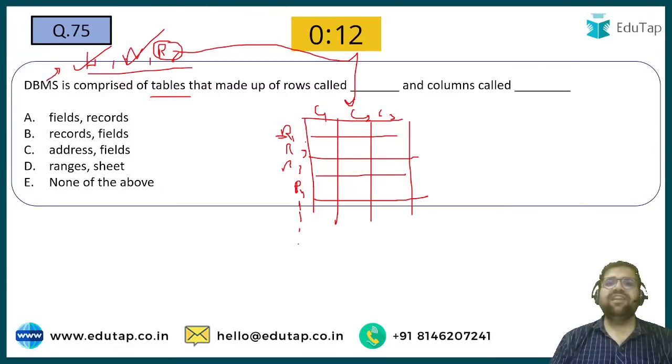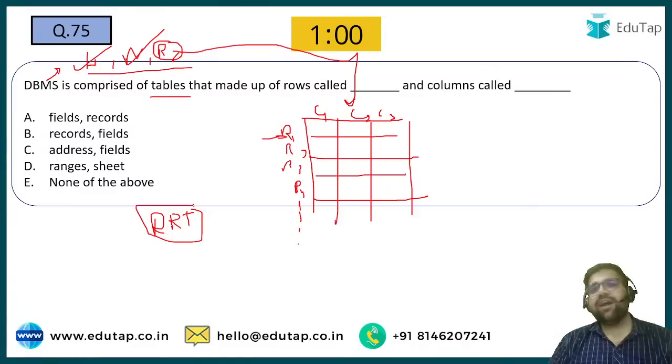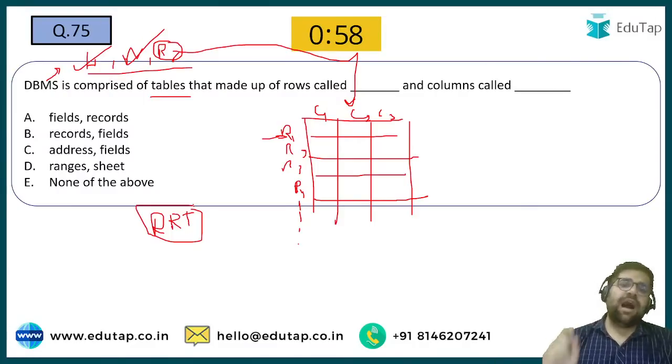Simple. Mind you, my friends, for rows you have to remember the other names. They are also called records. Another name of a record is tuple. So this is the acronym you have to remember: RRT. Rows stand for records, records stand for tuples. So all these three things mean the same.